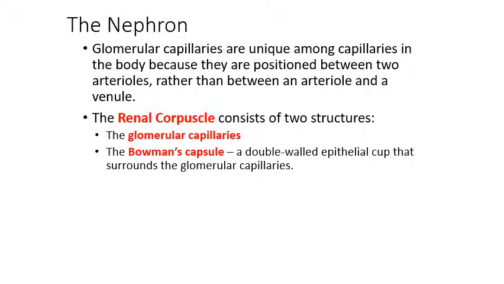All right, so those glomerular capillaries are important because this is where filtration happens, and they're actually capillaries that are between two arterioles. So rather than there being an arteriole, a capillary bed, and a venule, which is the normal pattern, here we have an arteriole, a capillary bed, and another arteriole. And if we look at that whole structure, that combination of the glomerular capillaries and the cup that it sits in, Bowman's capsule, that whole structure together is called the renal corpuscle.